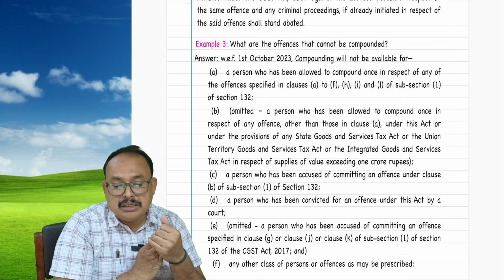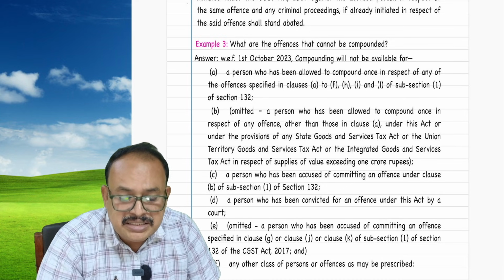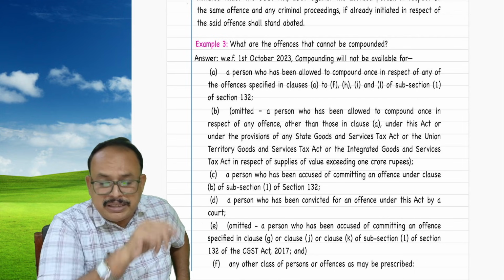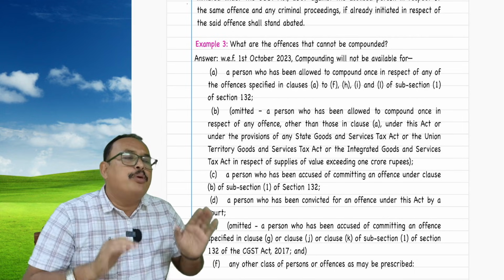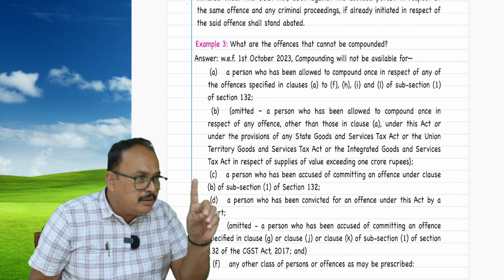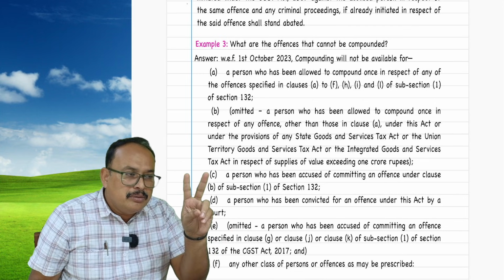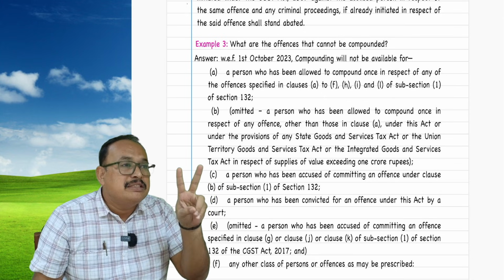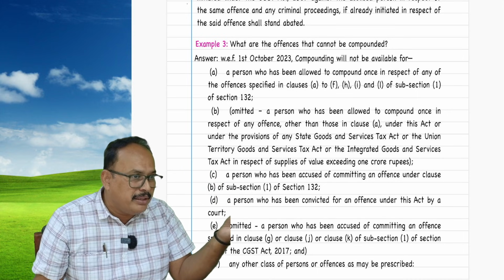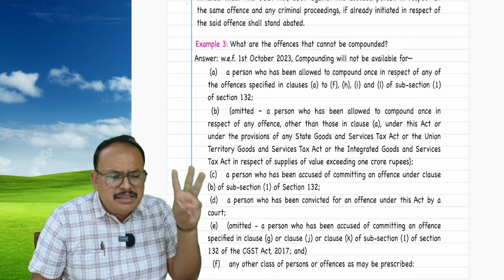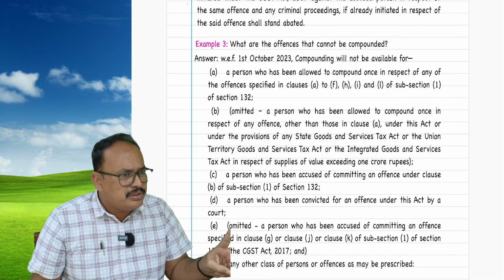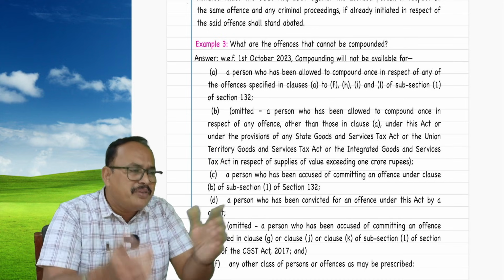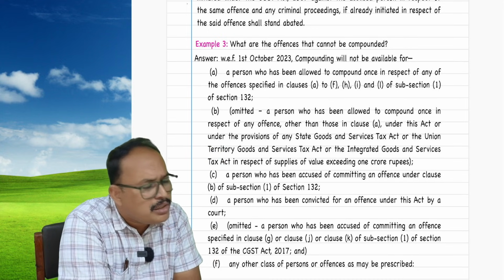Any other class of persons or offences as may be prescribed by the government upon the recommendation of the GST Council. Meaning thereby, in the 4 cases, compounding is not allowed. First point, second time not allowed. Thereafter, 132, subsection 1, class B offences, no compounding. Thereafter, a person who got convicted in the court, no compounding. Fourth one, any person notified by the government upon the recommendation of the GST Council, compounding not allowed.